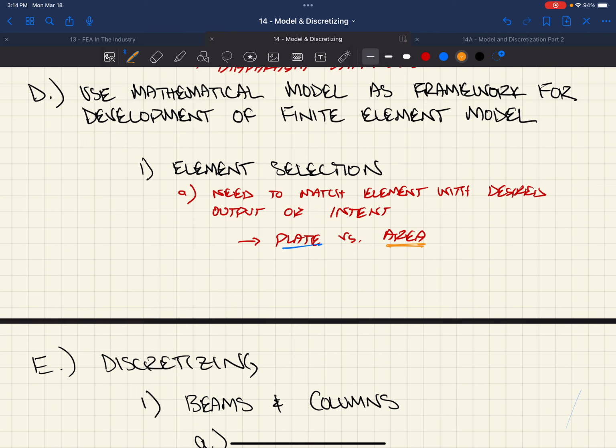And so plates versus areas is one thing, right? Do we do plates versus a beam, right? Or do we have beam behavior, or do we have plate behavior for our element? And we have membrane versus bending.